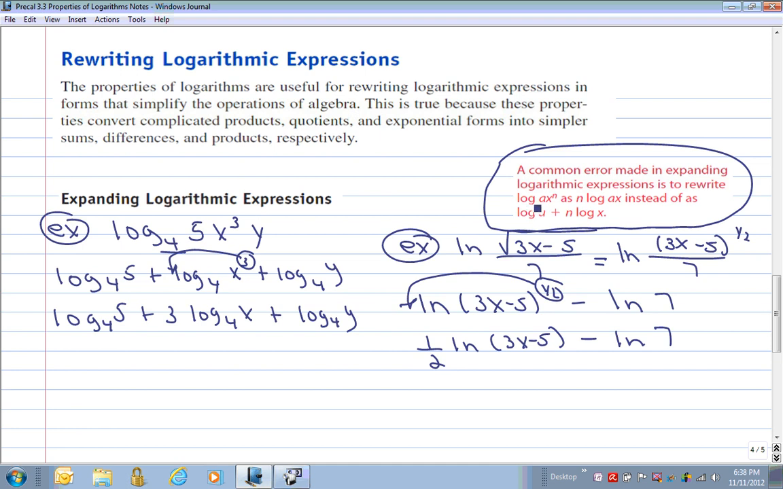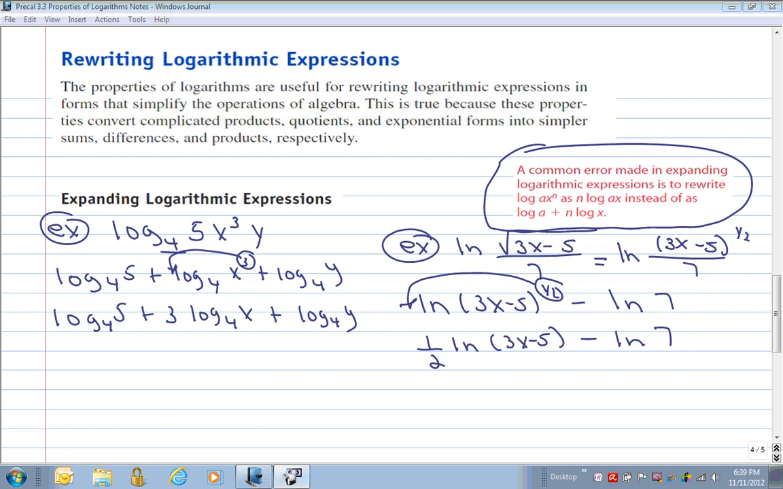I want you to note that when we rewrite log of a x to the n as n log of a x, the error is to move that exponent to the front before we separate. We need to make sure we've separated first, so we give log base 10 of a, plus log base 10 of x to the n power. Then you move the n in front. So make sure you separate that multiplication part before you use that power property.